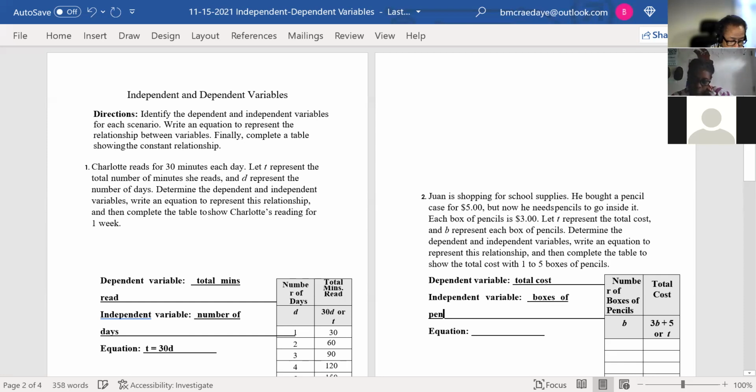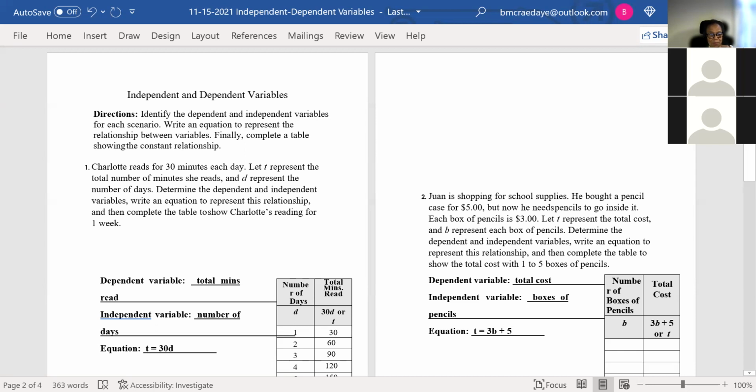The pencil case is $5, and each box of pencils is $3. So the total, which is T, is equal to what? $3 times the number of boxes of pencils, so that's 3B, plus the cost of the pencil case, which is $5. That's the equation.